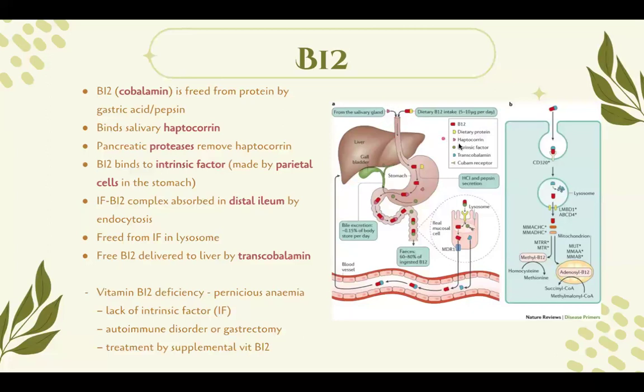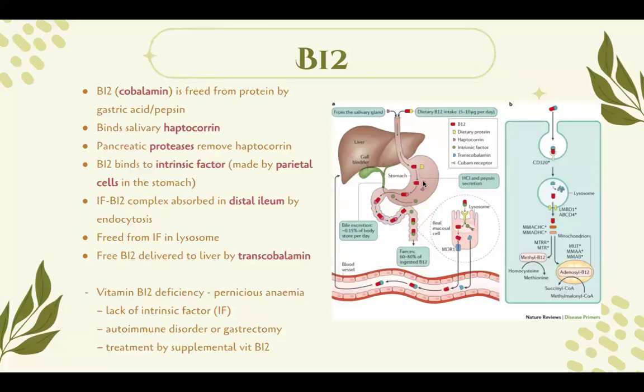You have this thing called haptocorrin, which is secreted by the salivary gland, okay? But it doesn't do anything here yet. We will see what it does in a little bit. So when you swallow the B12 stuck to a protein, and you swallow the haptocorrin, they go to the stomach together. Remember what we have in the stomach? We have acid and pepsin. They break down this protein that is stuck to the B12.